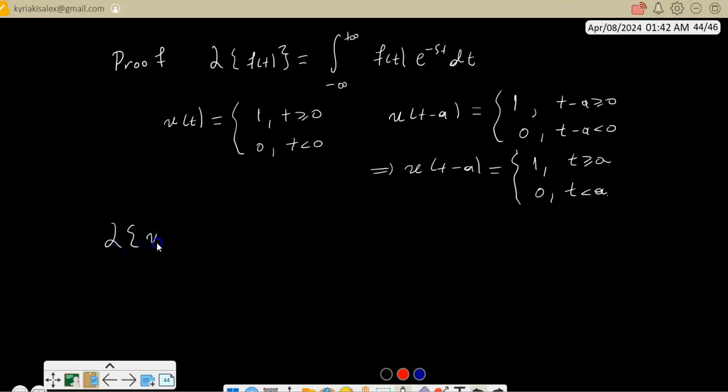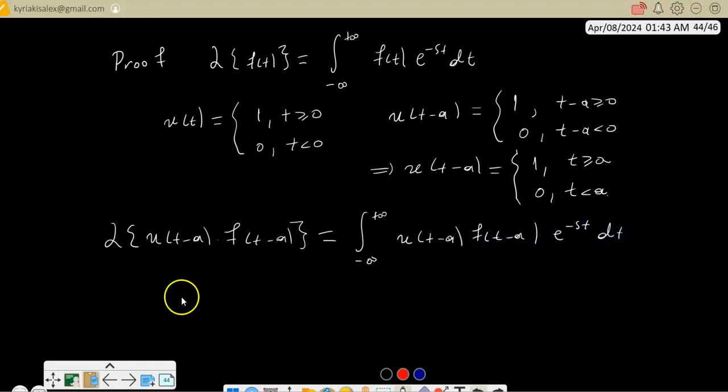Now I focus on the Laplace transform of u of t minus a times f of t minus a. So I use the definition here. It is the product of the two functions times the kernel dt. Now I split the integral from minus infinity to a, plus the integral from a to infinity.